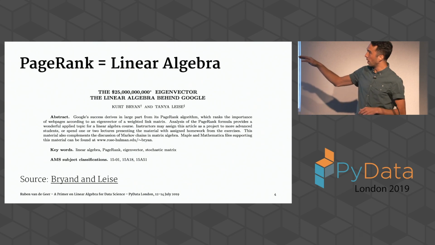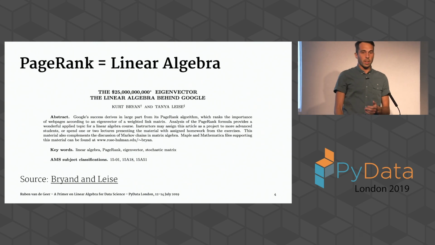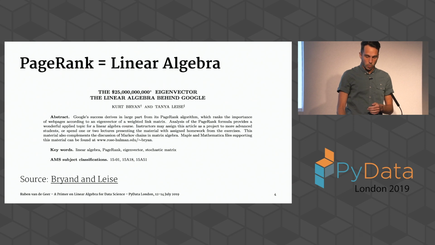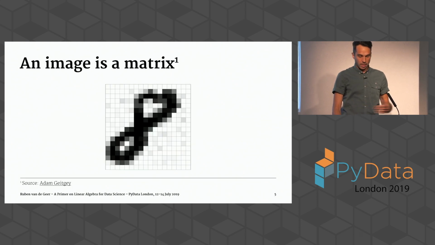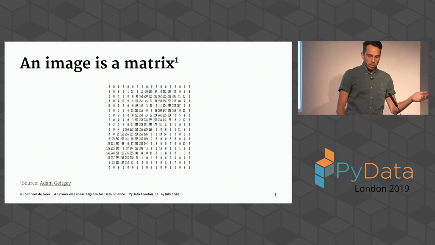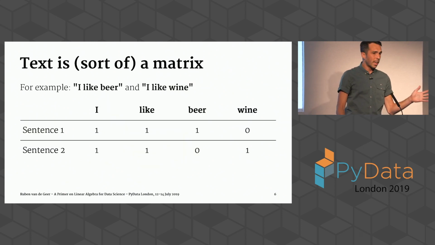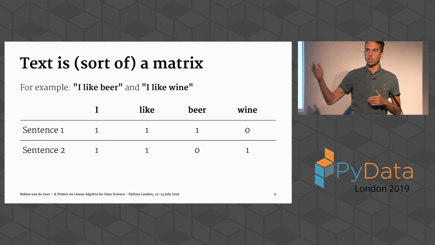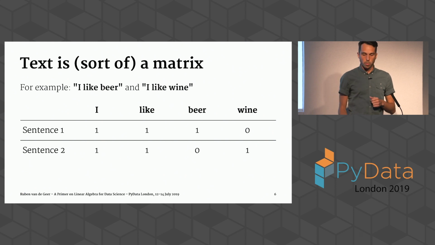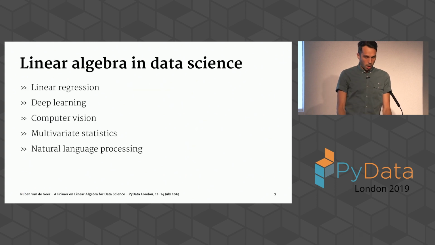This paper is really highly recommended. It explains how it actually works. It's called the $25 billion eigenvector, the one that basically made Google big. We can represent images as matrices, as many of you probably know. We can represent text in a matrix, where each row is a piece of text and the columns indicate which words are in the corresponding piece of text. And in data science, it's pretty much everywhere.